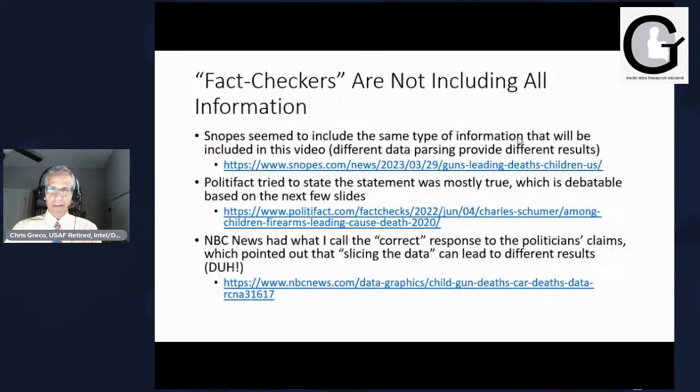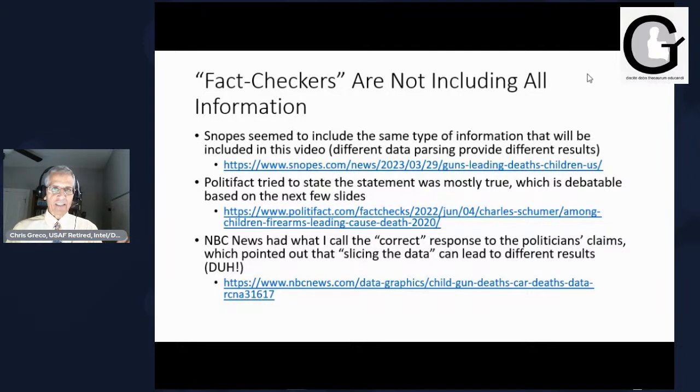So let's talk about fact checkers. The fact checkers on this quote that was given by a politician. Snopes was the first one I looked up, and it seemed to include the same type of information that will be included in this video, right? Different data parsing results in different perspectives. PolitiFact stated the statement was mostly true, which is debatable. You could be argumentative about this whole thing based on the next few slides.